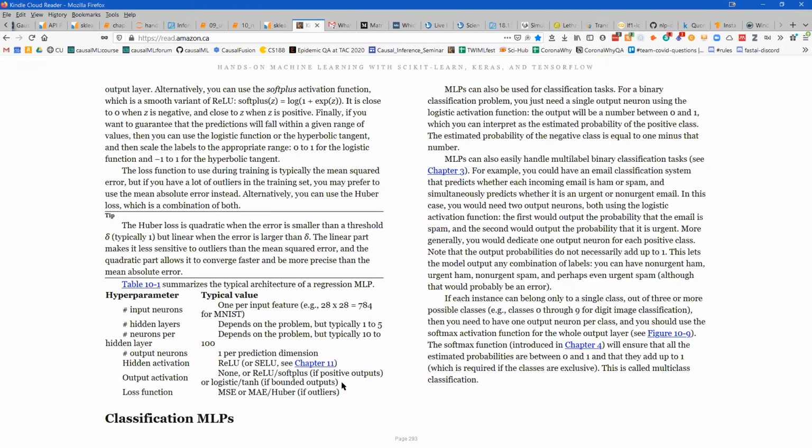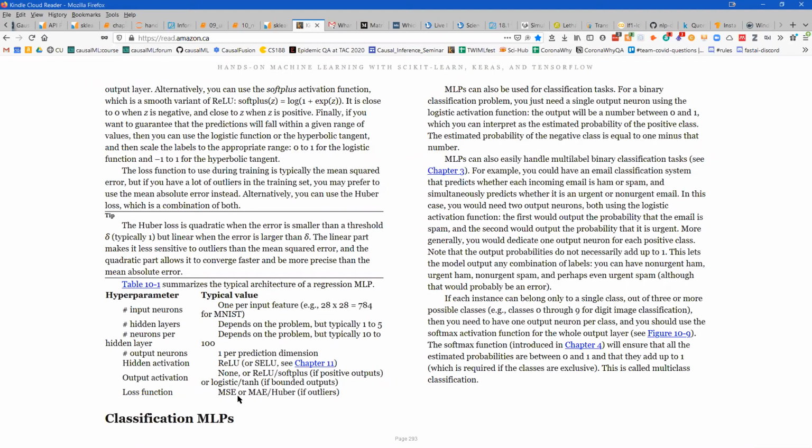If you want a probability, then you might want a sigmoid function on each of the outputs, because that gives you something between 0 and 1. And then you also have to select the loss function.